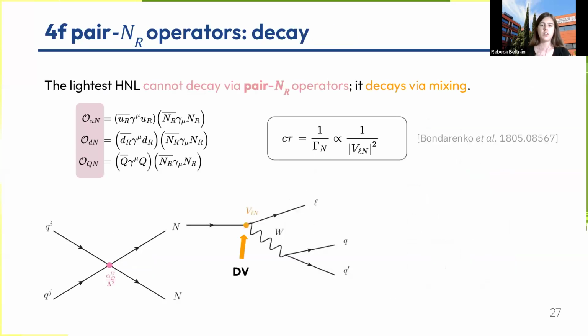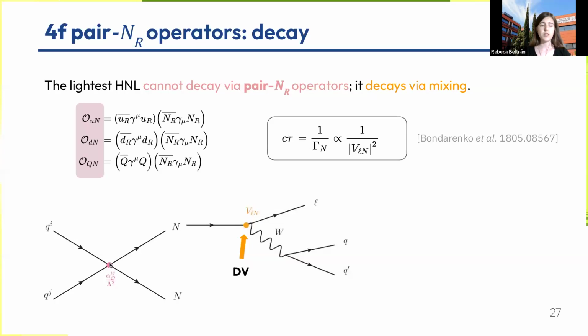Okay, but now the difference with respect to the single-lane operators is that if we consider only one HNL, this cannot decay through the pair-N operators because of kinematic reasons, of course. So instead, one can refer to the mixing. So now the mixing is responsible for the HNL decay, so that the decay width is suppressed by the squared mixing value.